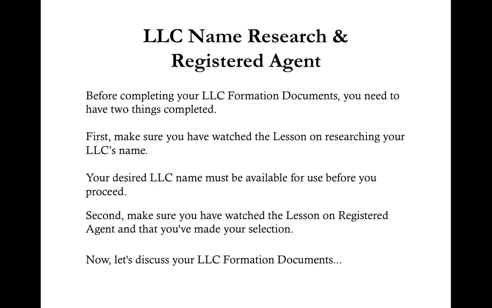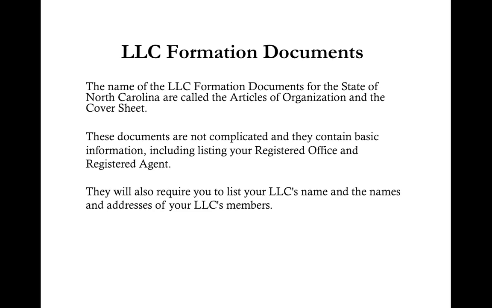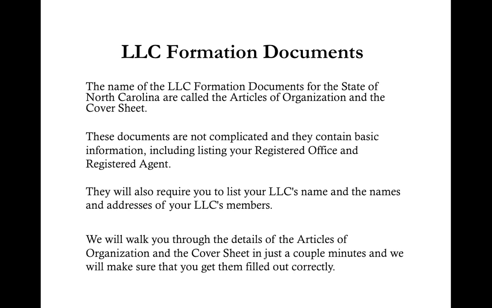Now, let's discuss your LLC formation documents. The name of the LLC formation documents for the state of North Carolina are called the Articles of Organization and the Cover Sheet. These documents are not complicated, and they contain basic information, including listing your registered office and registered agent. They will also require you to list your LLC's name and the names and addresses of your LLC's members. We will walk you through the details of the Articles of Organization and the Cover Sheet in just a couple minutes, and we will make sure that you get it filled out correctly.